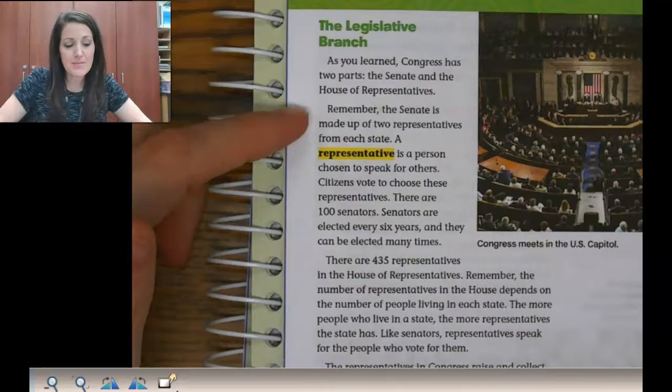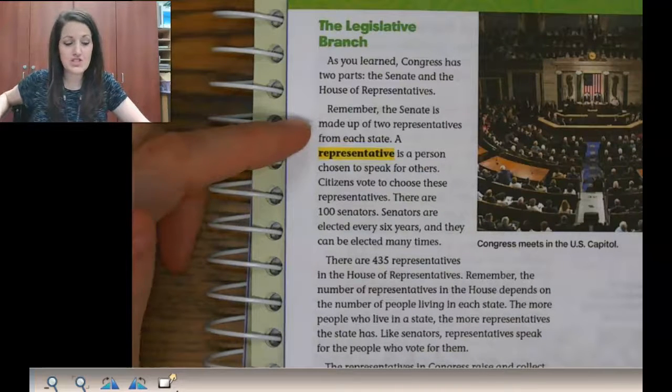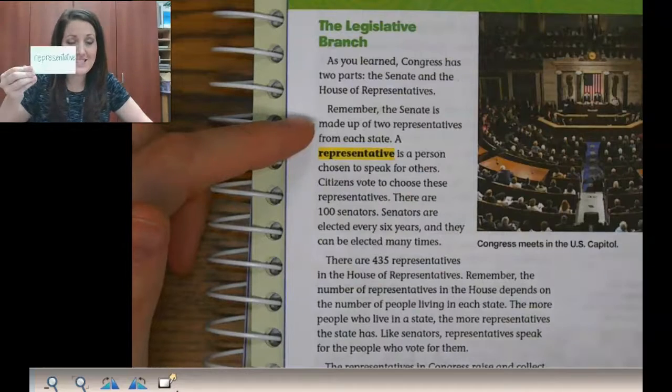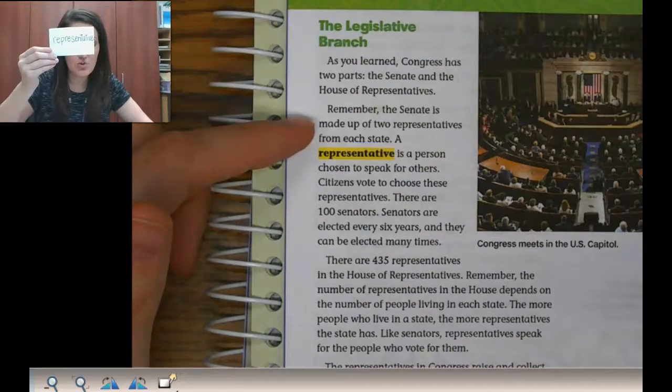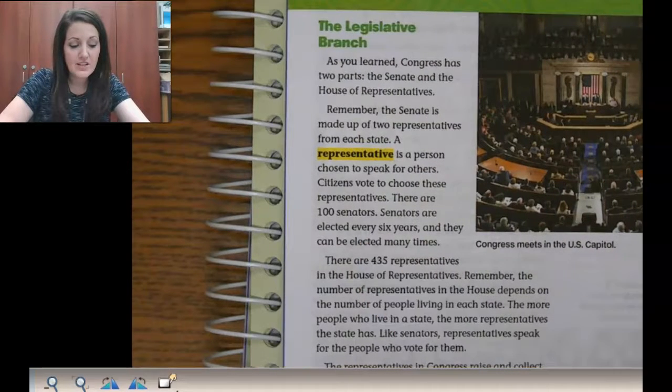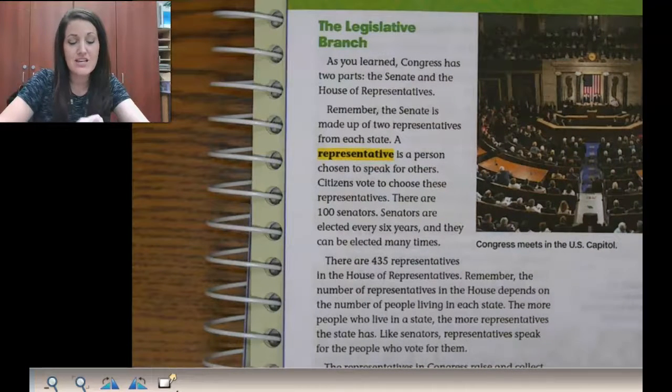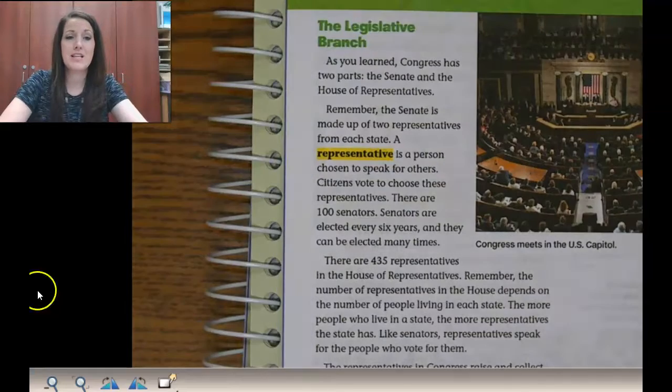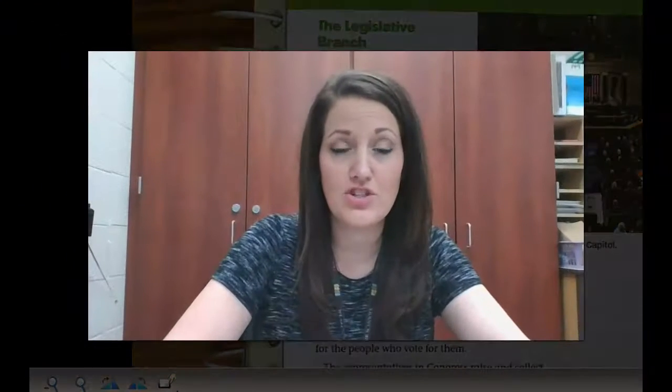Remember, the Senate is made up of 2 representatives from each state. A representative is a person chosen to speak for others. Citizens vote to choose these representatives. There are 100 senators. Senators are elected every 6 years, and they can be elected many times. It's not like a one and done type of situation.